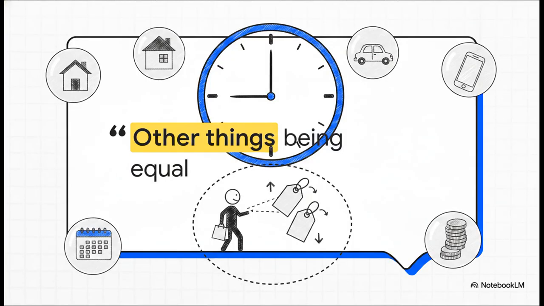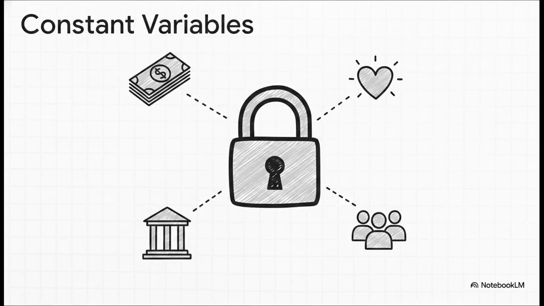So, the crucial point is this highly specific phrase, other things being equal. In Latin, economists love to call this ceteris paribus. This phrase is the absolute foundation of the law of demand. Without this strict boundary, the entire rule just completely falls apart. You can't just say lower prices mean higher demand, unless you can guarantee that the world around the consumer is totally frozen in place. Let's slow down for a second and look at exactly what we mean by other things.